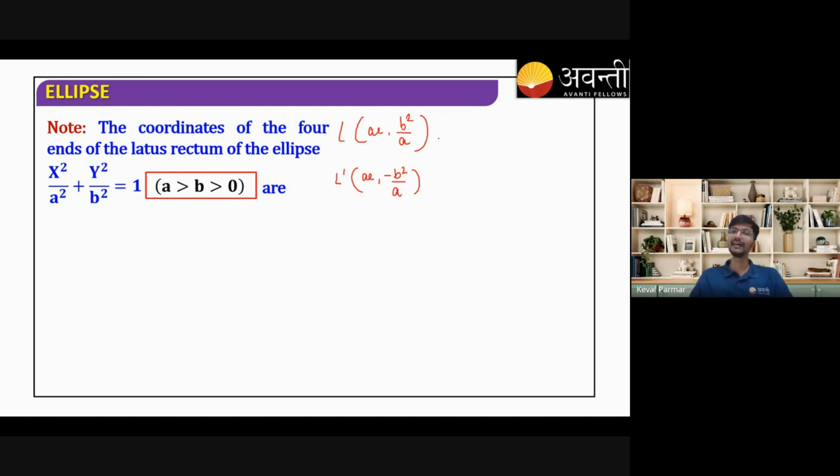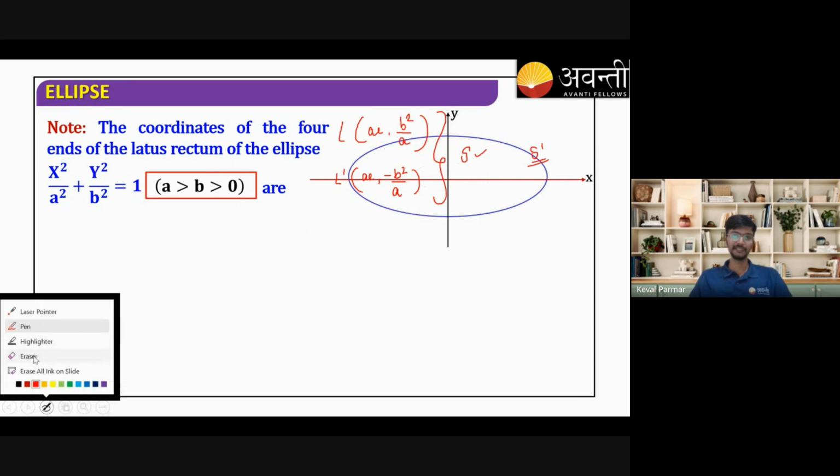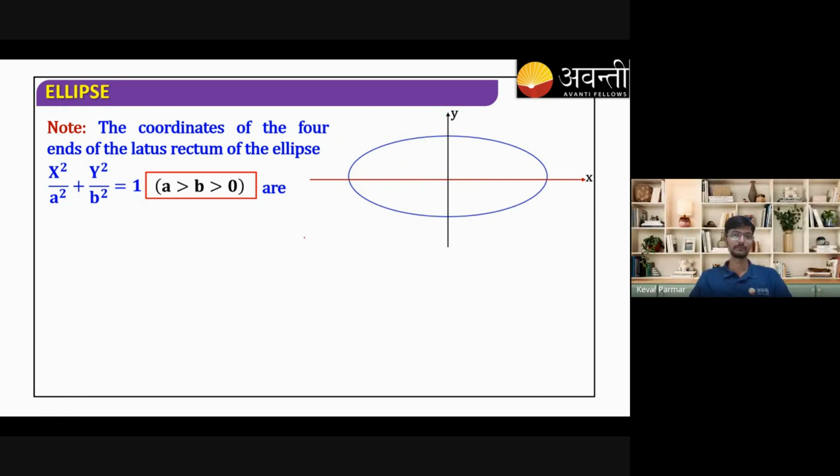Similarly, these are the end points of the latus rectum drawn on the focus S. Similarly, we have a latus rectum drawn on the focus S dash. Let's see what they will look like. Oh, sorry. Let me erase it. Yeah. So we got the coordinates of L.